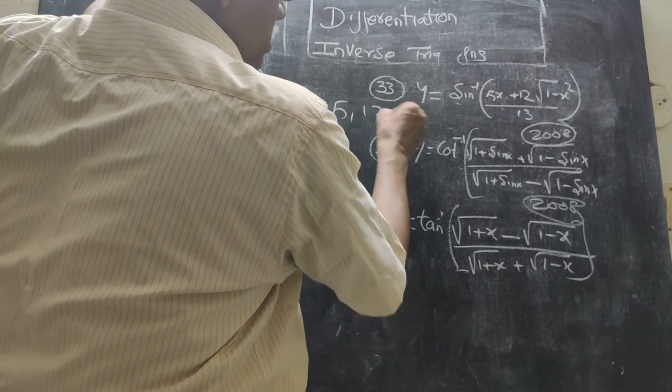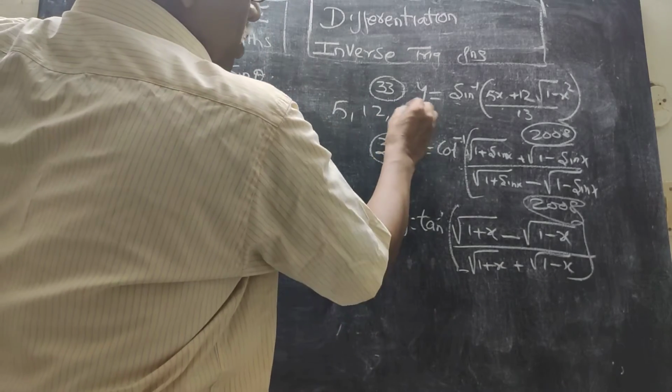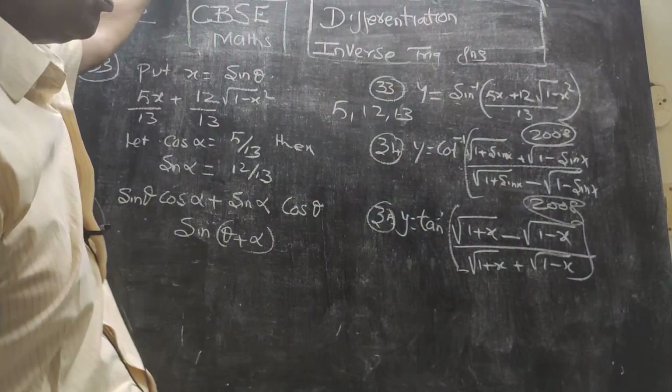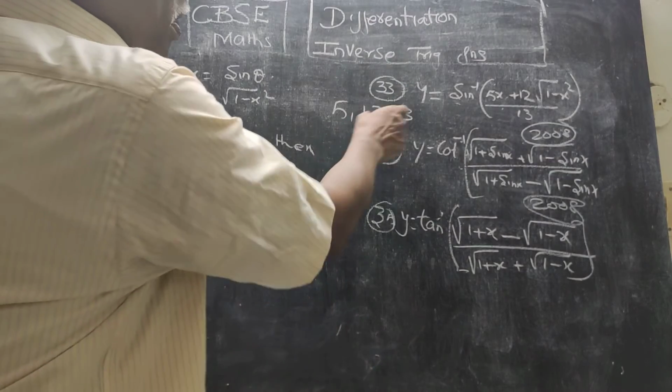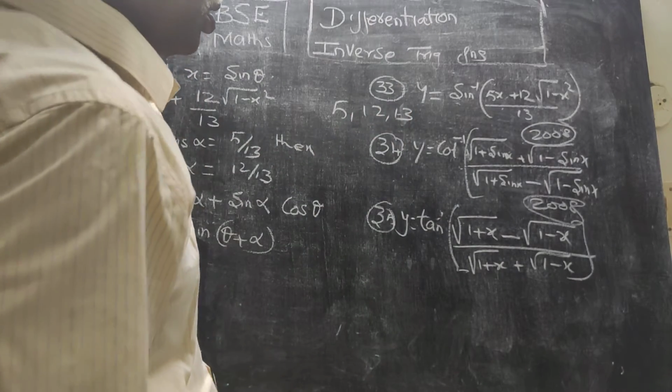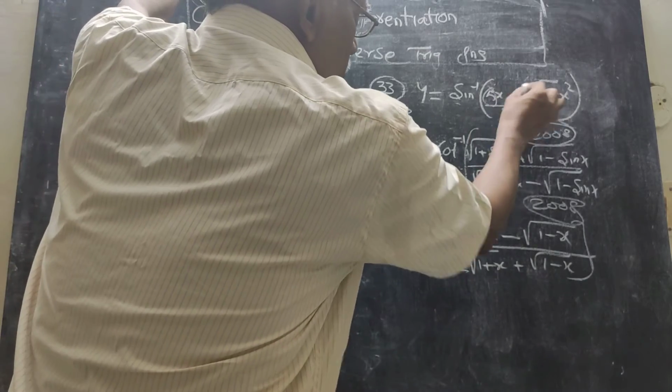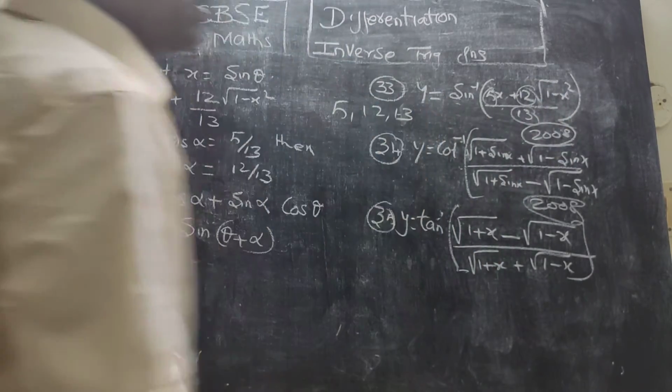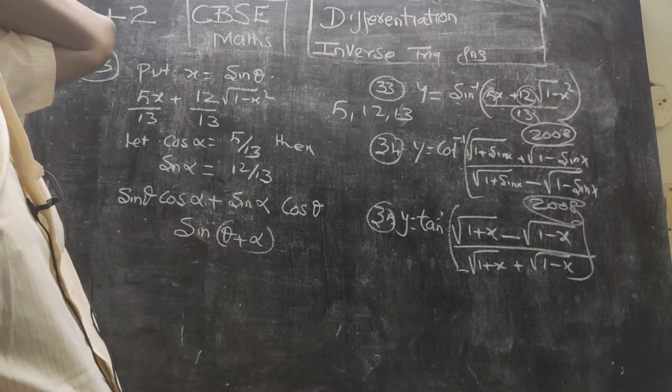A mere look at this will make you understand that this is a Pythagorean triad. 5 square plus 12 square equal to 13 square. So whatever be the numbers you come across like this, Pythagoras theorem is applicable.